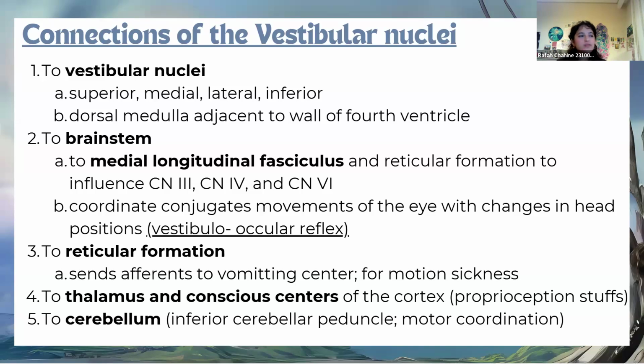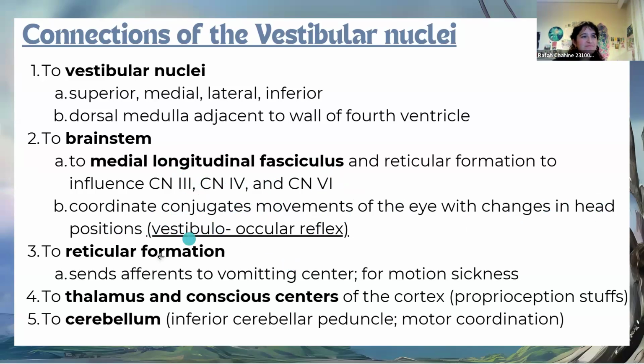for example, if I'm rotating my head and I want to keep my eyes, you are here, I am looking at you, but I want to rotate my head for some reason. How do I know that I need to keep my eyes there? I know that because of the connections of the vestibular nuclei to the medial longitudinal fasciculus and the reticular formations, because they will influence my eye muscles to continue looking at you no matter where my head is turning. I can maintain my eye contact with you no matter what direction my head is going. And that is because of the influence towards cranial nerve number 3, 4, and 6. So it coordinates conjugate movements of the eye with changes in the head positions. That is the vestibulo-ocular reflex.